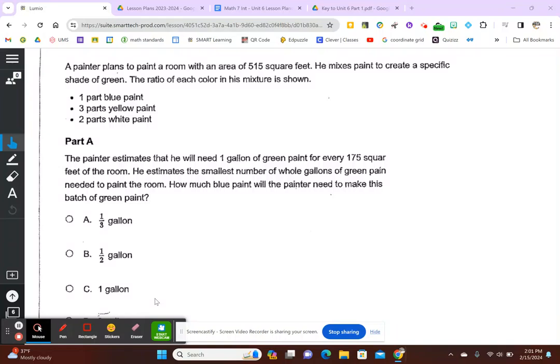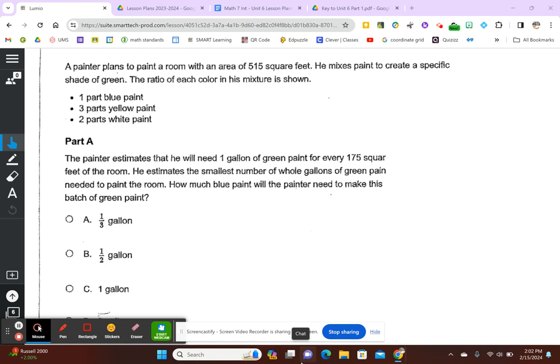Okay, so this is page 6, and we're going to go over this problem. This problem says a painter plans to paint a room with an area of 515 square feet. He mixes paint to create a specific shade of green. The ratio of each color in his mixture is shown.